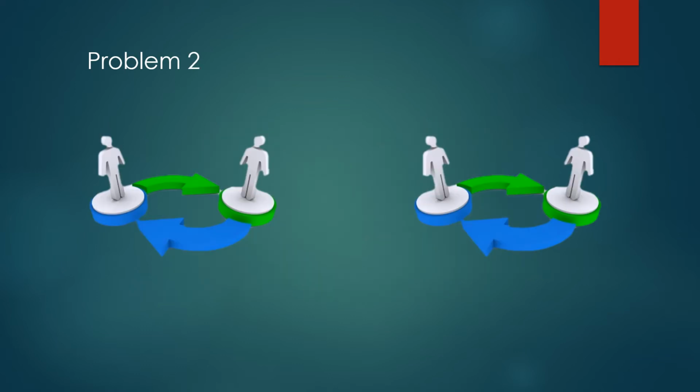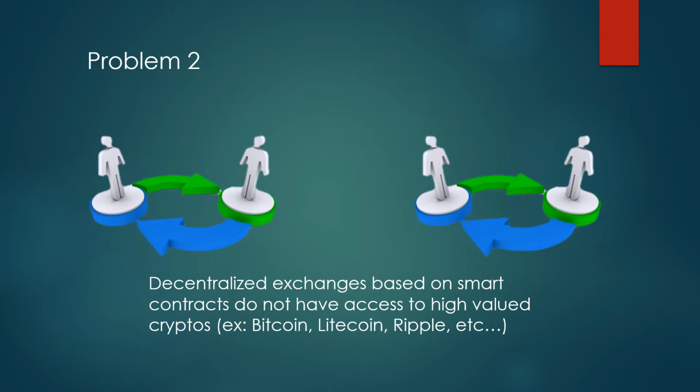As a second problem, decentralized exchanges based on smart contracts, for example, the 0x protocol, do not have access to high-valued cryptos. They are restricted to the tokens hosted on the very same blockchain network where they are themselves hosted. So 0x protocol is hosted on Ethereum and can actually only exchange tokens hosted on the Ethereum network, in that case, the ERC20 based tokens. So the big problem we have, as a second problem, is that decentralized exchanges based on smart contracts don't have access to high-valued cryptos.